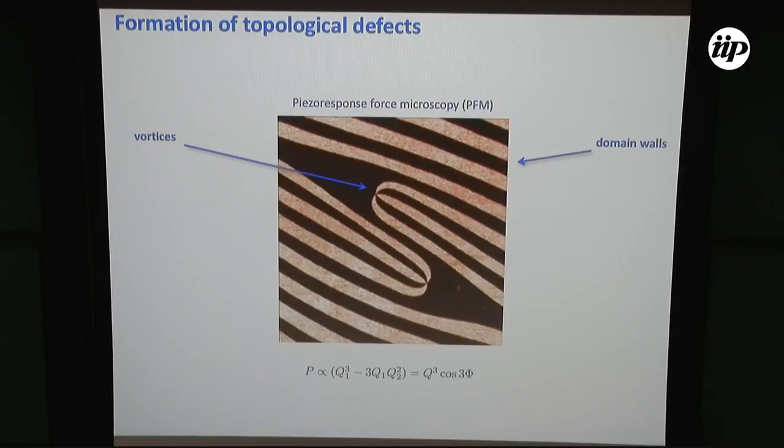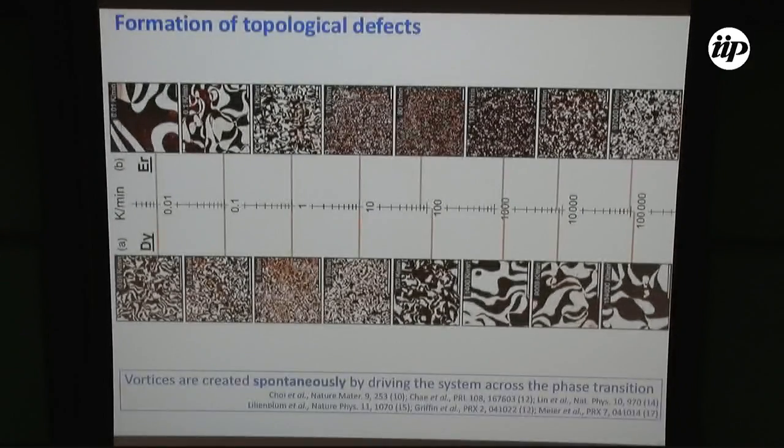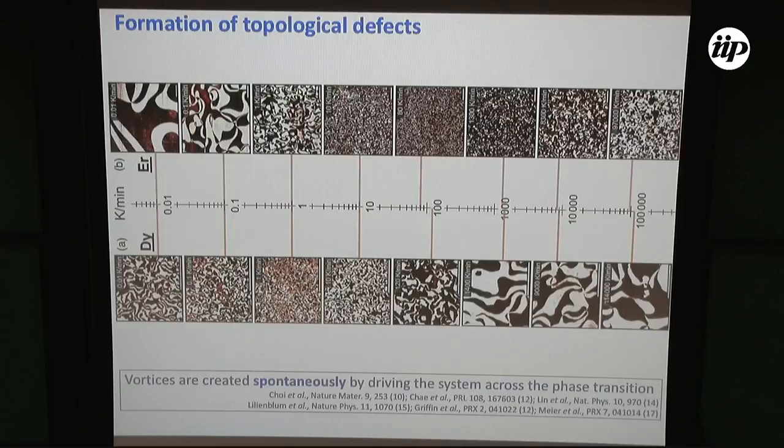And the question is, what do we need to do to the system to produce these topological defects? The answer to this is simple. Actually, we don't need to do anything special, because this type of vortices and domain walls appears spontaneously as we drive the system across the phase transition from the high symmetry phase to the low symmetry phase.